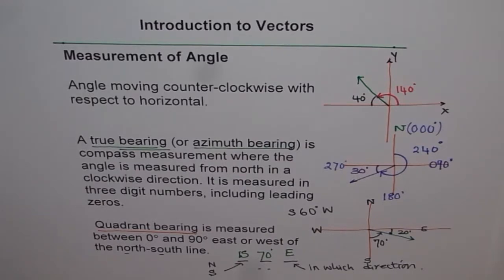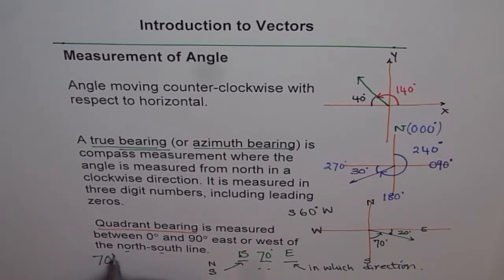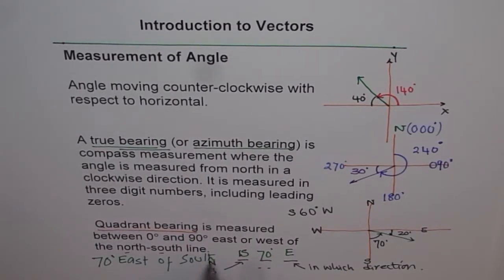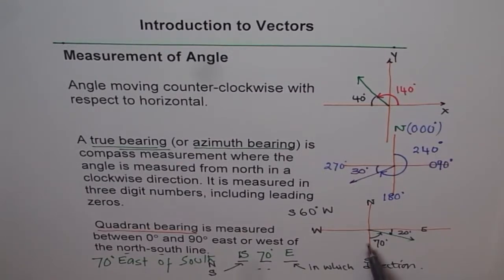And how are we going to read it? We will read it as 70 degrees east of south. Do you understand? 70 degrees east of south. So that is how we are going to read it. So that is called quadrant bearing angle, right?